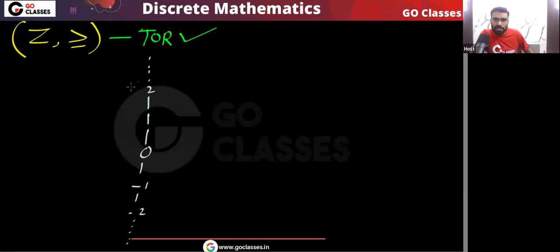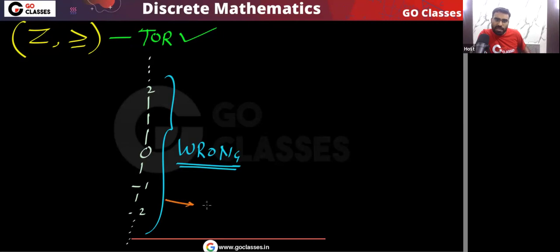No, this hash diagram is wrong. Why? What is the mistake in this hash diagram? Because this is actually the hash diagram for z comma less than equal to. Okay, less than equal to.